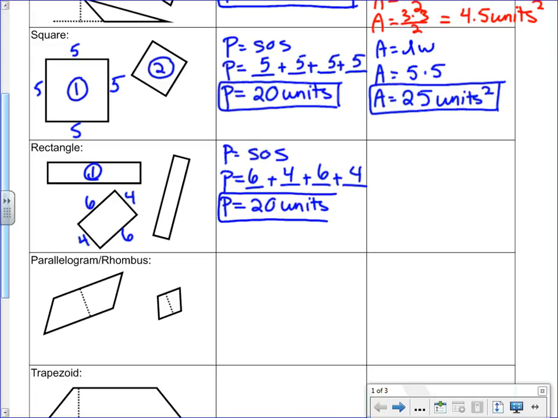That happens to be the same as our square, but that was just a coincidence. And then again, the area is still length times width. So area is equal to 6 times 4, and so area is equal to 24 units squared.